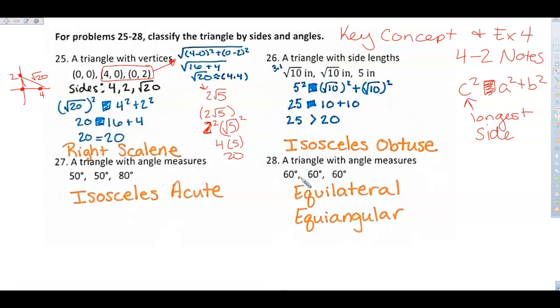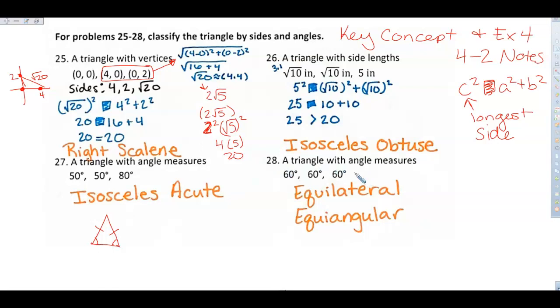This one I'm going to be given the angle measures and be classifying by sides and angles. All right, so when I look here, I have 50, 50, and 80. All of these numbers are smaller than 90, so I know my triangle's acute. Both of these are 50. Remember, in an isosceles triangle, those base angles are going to be congruent. So anytime I have two congruent angles, I know my triangle is also isosceles. If all three angles were different, then it would be scalene.